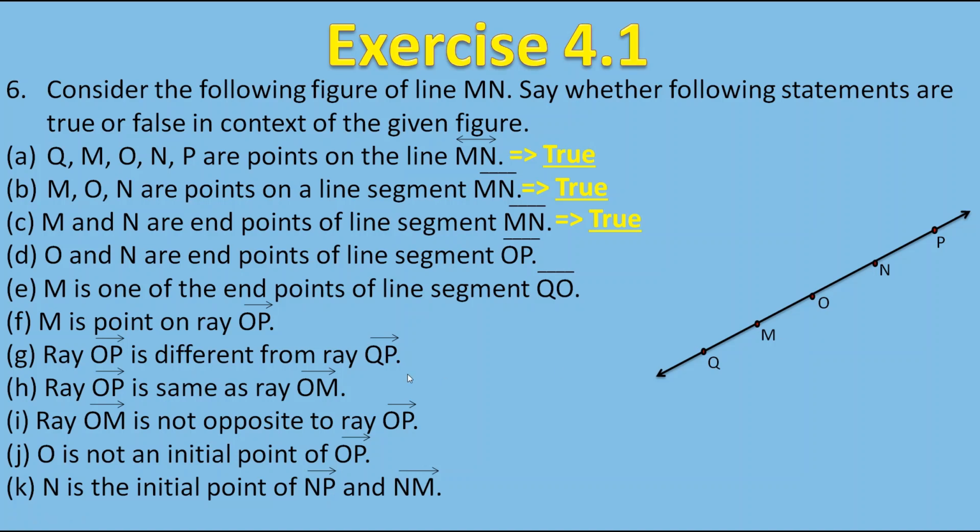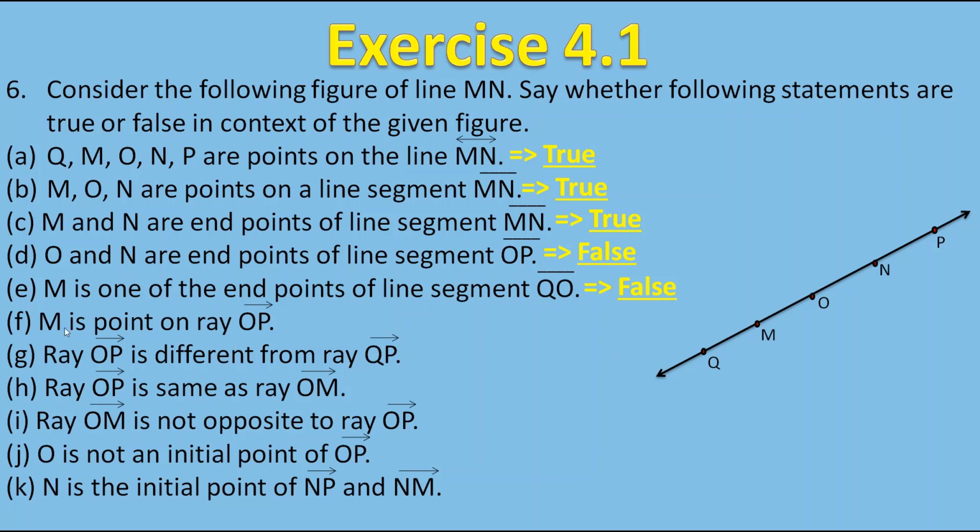Now O and N are endpoints of line segment OP. See here, the line segment is OP and its endpoints are O and P, not O and N. They have told O and N. No, O and N are not endpoints of line segment OP. Therefore, this statement is false. Next is M is one of the endpoints of line segment QO. QO is this one line segment and they have told us that M is an endpoint. No, it is actually a middle point. So this statement is also false.